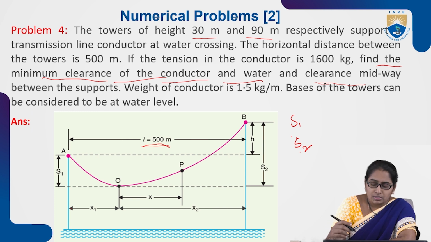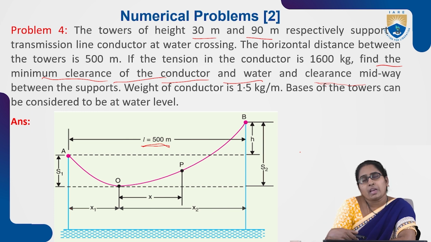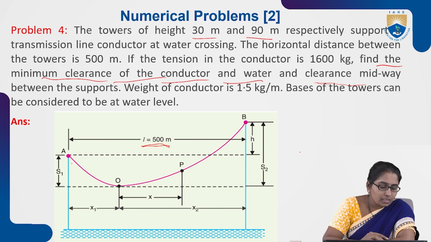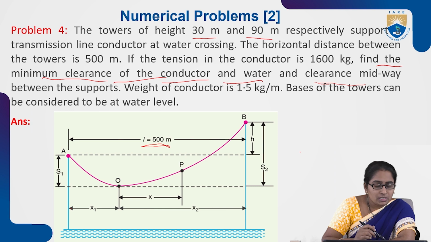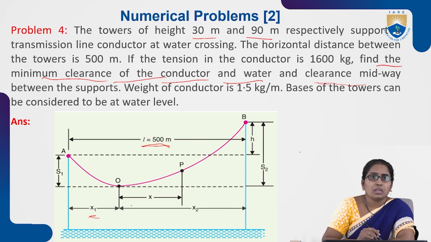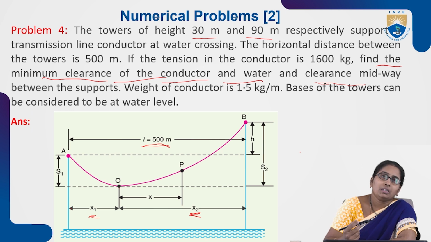First, write down the given data and roughly draw the diagram like this, showing all the parameters. Sag S1 is the lower level support sag from the lowest point of the conductor, and sag S2 is the higher level support sag with respect to the lowest point of the conductor O. Next, x1 is the distance of the lower level support from the lowest point of the conductor. x2 is the distance of the higher level support from the lowest point of the conductor.